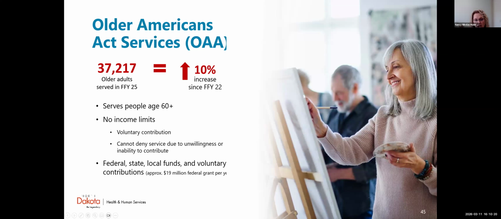So as I mentioned, a lot of these things we're going to talk about today were funded under the Older Americans Act. I think you all probably know what that is, but it's based on age. There's no income limits. People can be asked to contribute, but they can't be denied for an unwillingness or an inability to contribute. And then it's a mix of those federal, state, and local funds. And because we are such a sparsely populated state, we get the minimum amount of funding from the Older Americans Act. So it makes partnerships and braiding money even more important. Next slide.